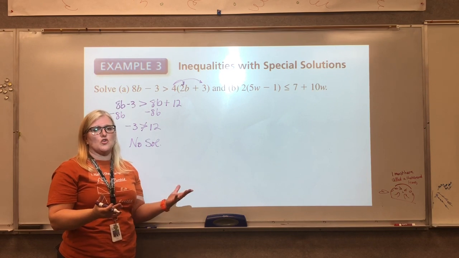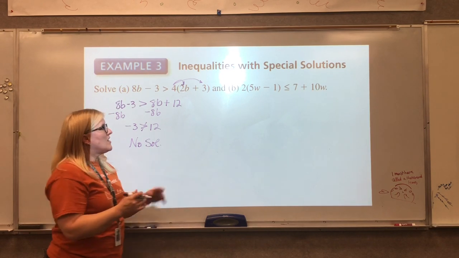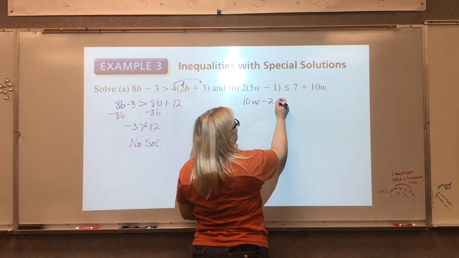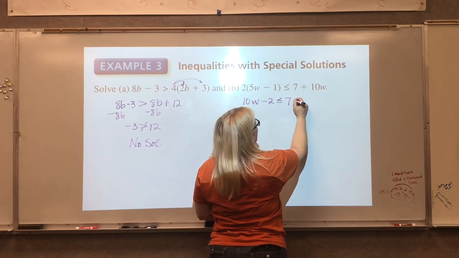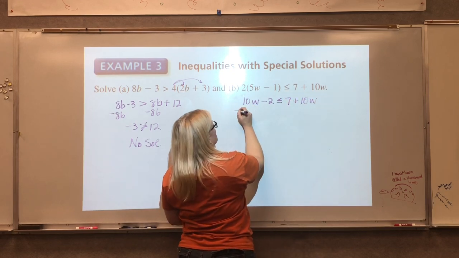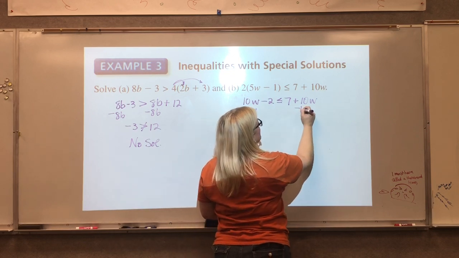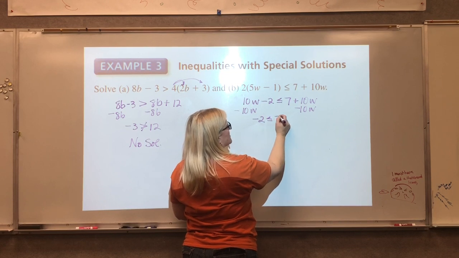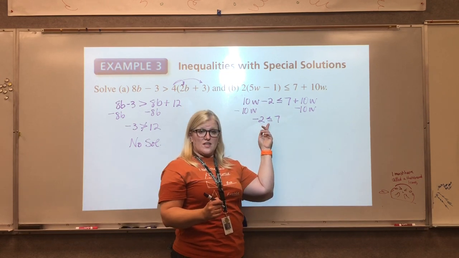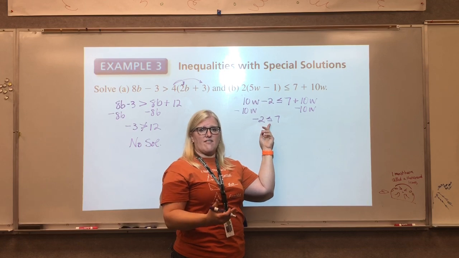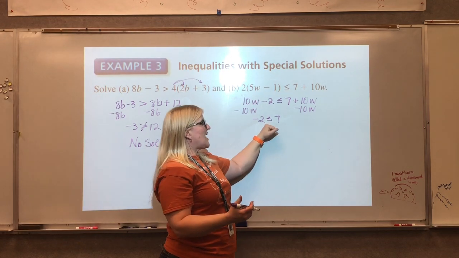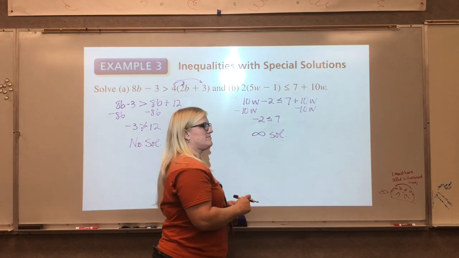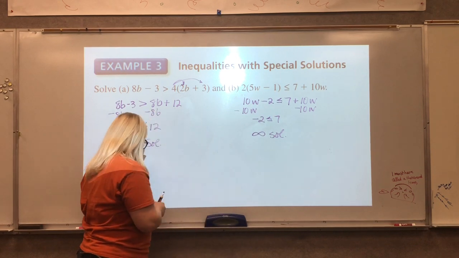Okay, this is similar, again, to the equations. So over here I'm going to distribute, and I get 10W minus 2 is less than or equal to 7 plus 10W. I subtract 10W from both sides, and I get negative 2 is less than or equal to 7. Well, is that true? Is negative 2 less than or equal to 7? Yes, it is. So in this case, it is an infinite amount of solutions. Okay, so those are those special cases.